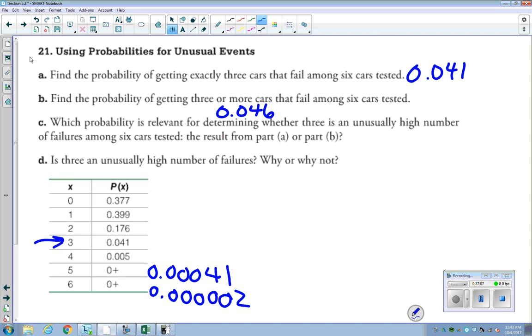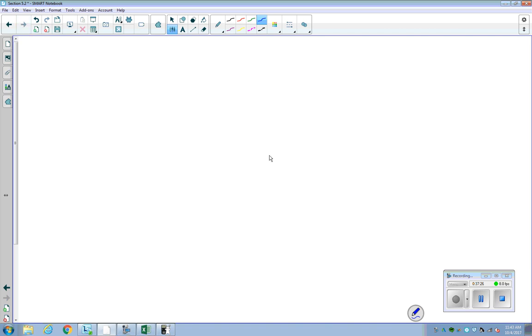See, it depends, again, on which way you interpret that. Are you determining whether 3 is an unusually high number? Well, could it be 3? Could it be 4? Could it be 5, 6? So it depends upon which way you're interpreting that. Yeah. Okay. That's all of section 5.2.